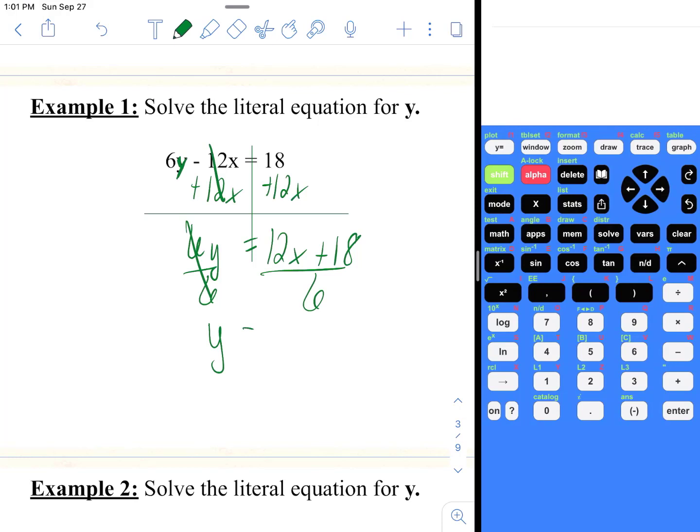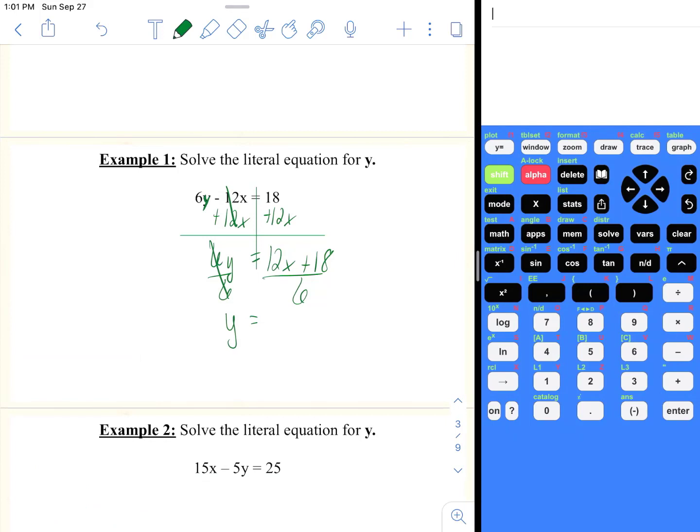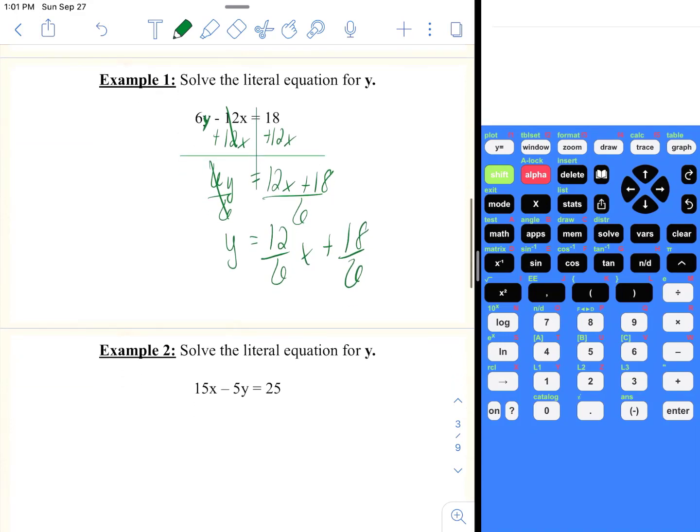So we'll be left with y equals. Now here's a very, very important step. This is 12x plus 18 divided by 6. Each of these terms, 12x and 18, are being divided by 6. So I'm going to rewrite this, just so we can see visually what's going on. We're taking 12 divided by 6, which is going to give us 2. You're going to bring that x down with you, and then we're going to take 18 divided by 6, which is 3. And we're left with our answer.